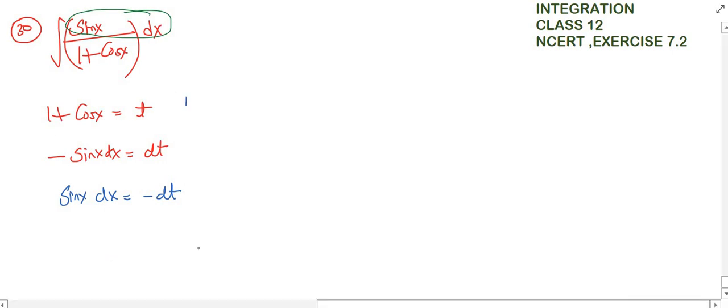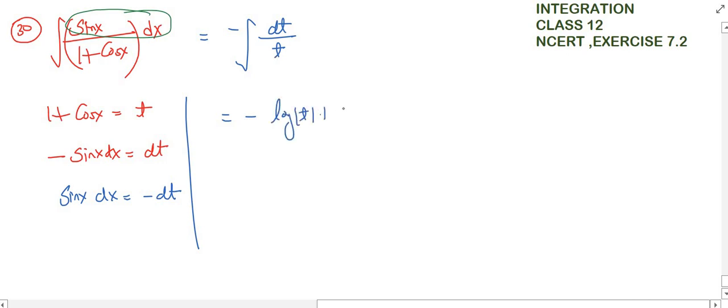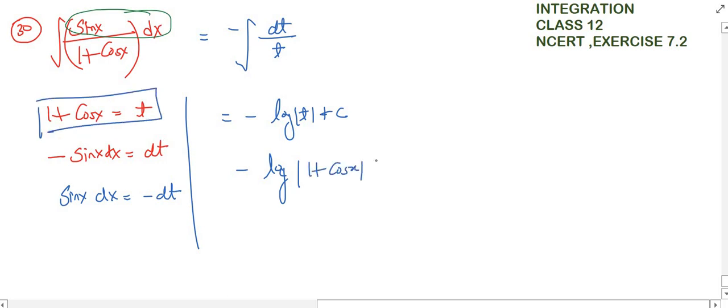So let me use it here. So my question will become minus of dt by t. So minus of, what is integration of 1 by t? Log of t plus c. So it is log of t. And what was t? t was this, 1 plus cos x, plus c. This is my answer.